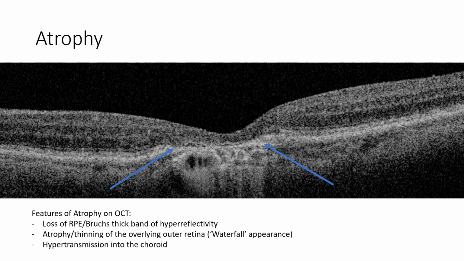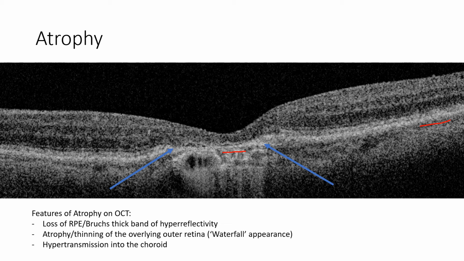This slide shows RPE atrophy in the fovea. There are three features of RPE atrophy on OCT. First is loss of the RPE Brooks thick band of hyperreflectivity. If you look at the RPE outside the fovea, it looks relatively normal and thick. In the area of atrophy, you've lost the RPE Brooks interface, so you just get a thin Brooks membrane.